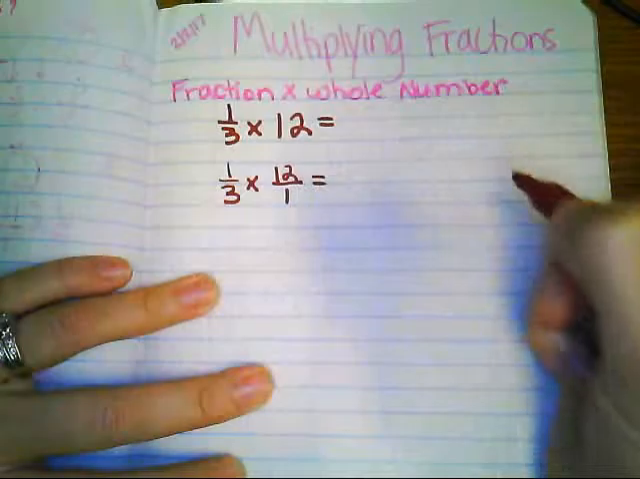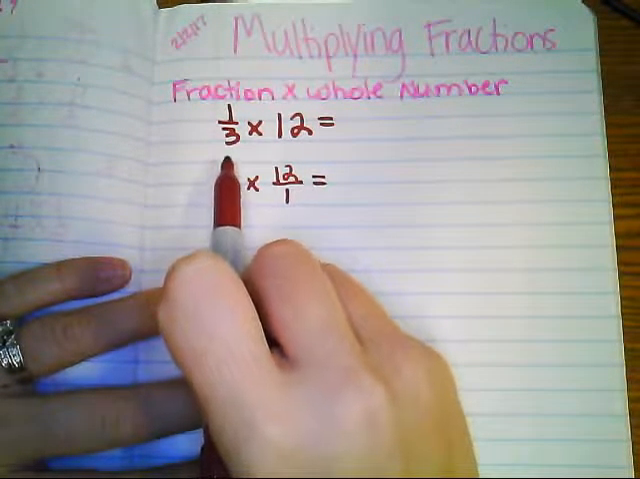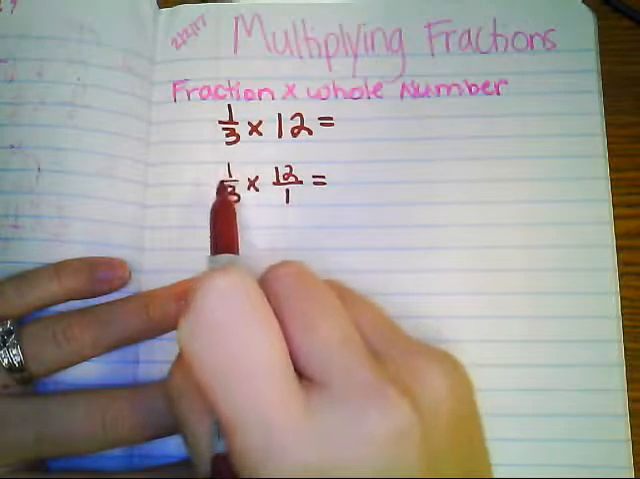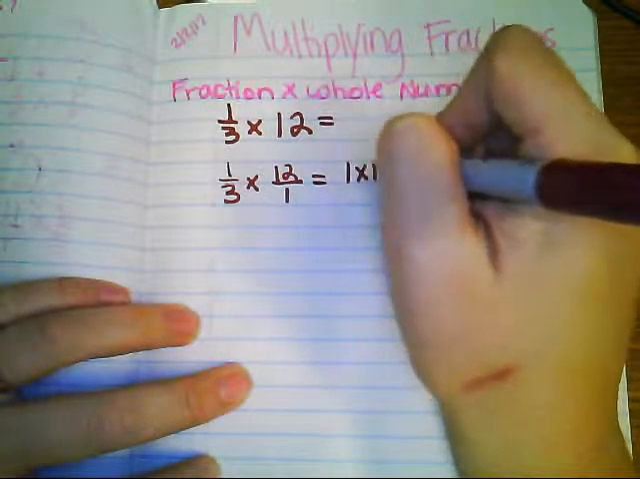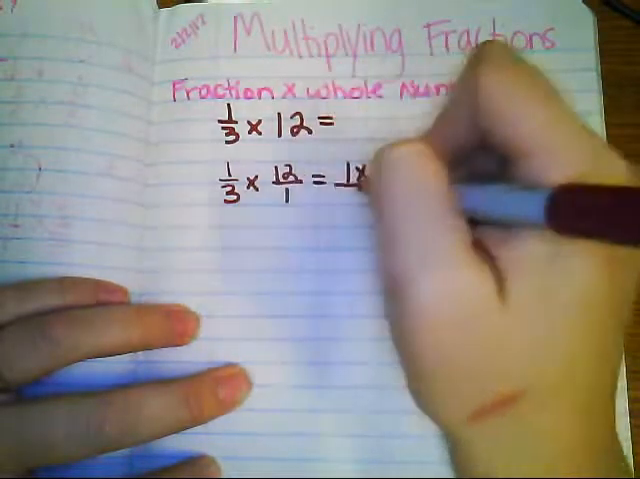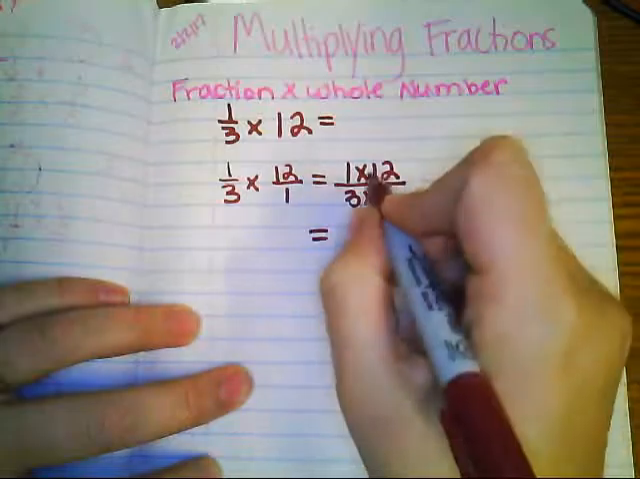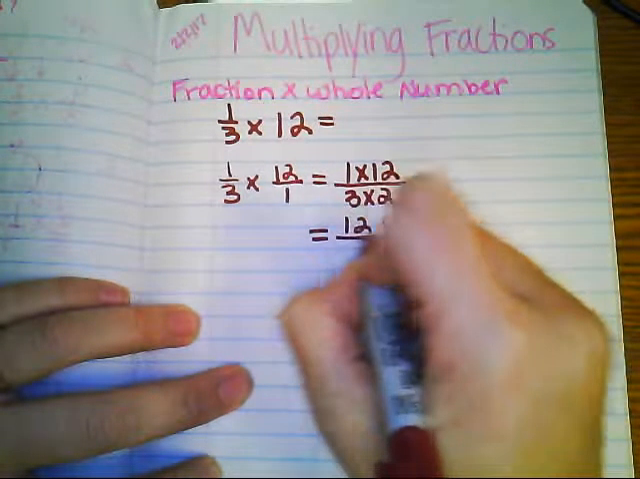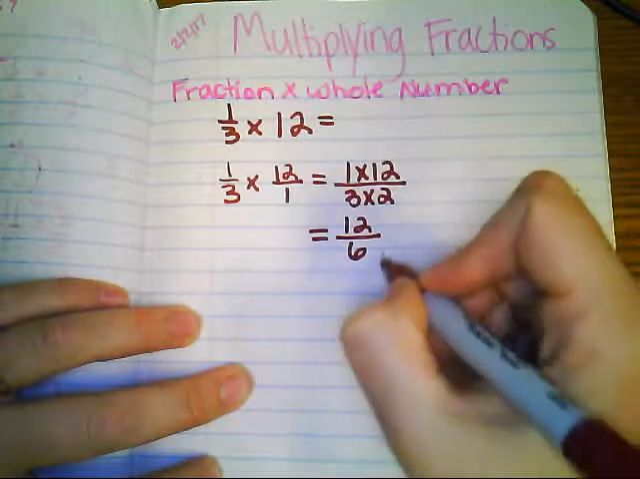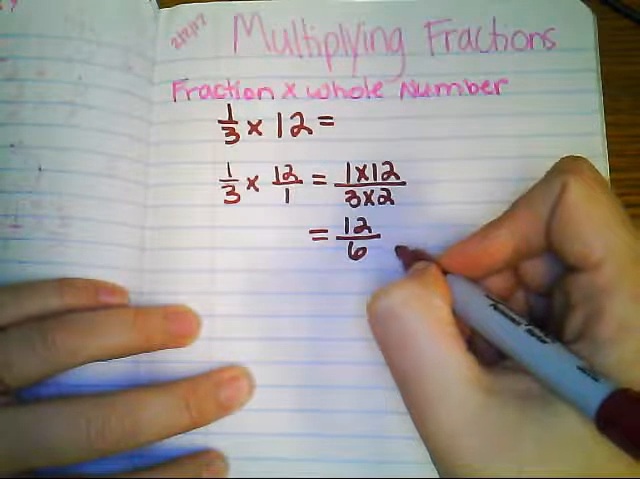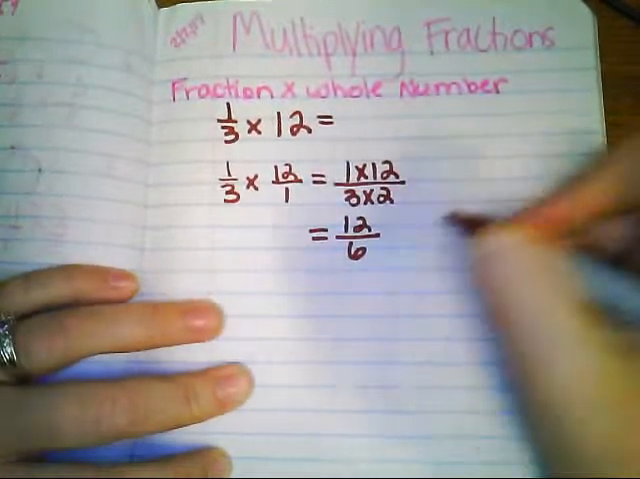And then the best thing is, multiplying fractions is simply multiplying your numerator times your numerator and your denominator times your denominator. So this would be 1 times 12 over 3 times 2. So our new numerator would be 12 and our new denominator is 6. Now, this is an improper fraction, of course. So we need to simplify it and then make it into a mixed number.